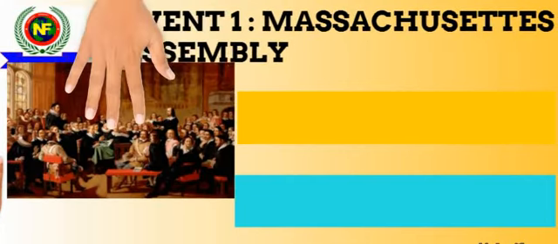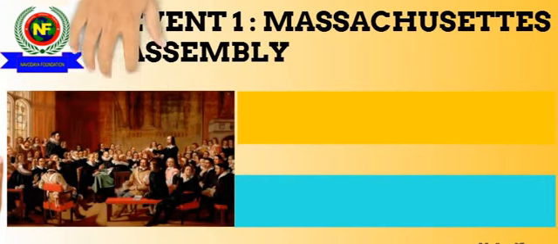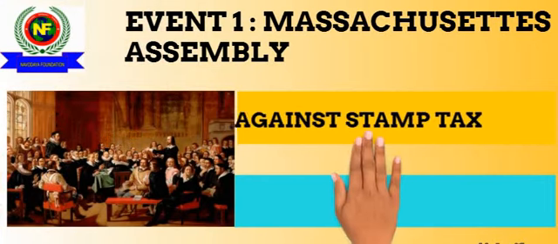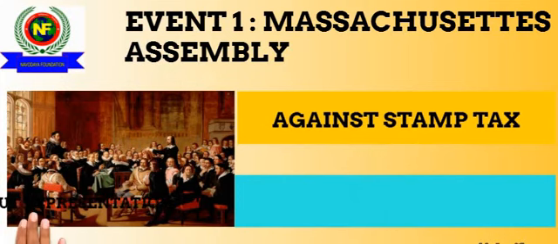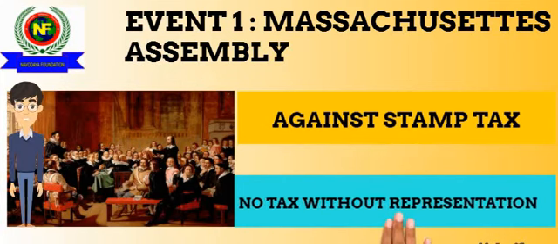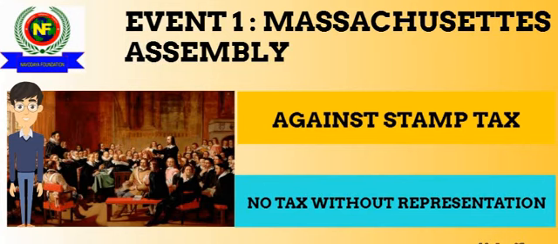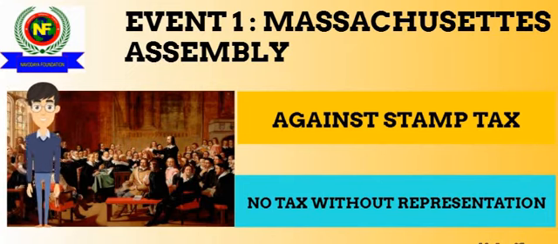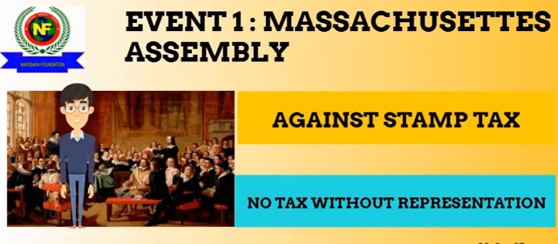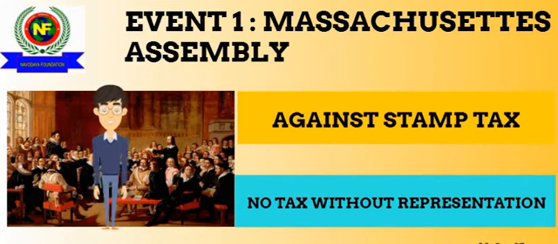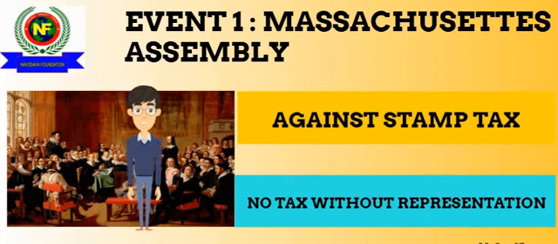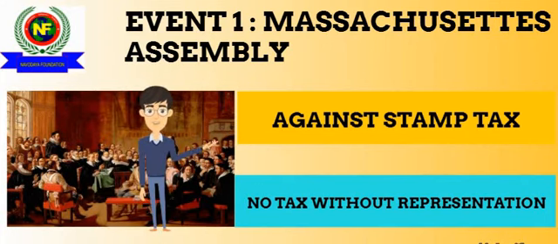The first event was the Massachusetts Assembly, which happened against the Stamp Act of 1765. And here, the leaders gave the slogan, "No taxation without representation." That is, no taxation without representation, which implied that within the British Parliament, American settlers do not have any representation, and thus the British Parliament does not have any right to tax Americans.